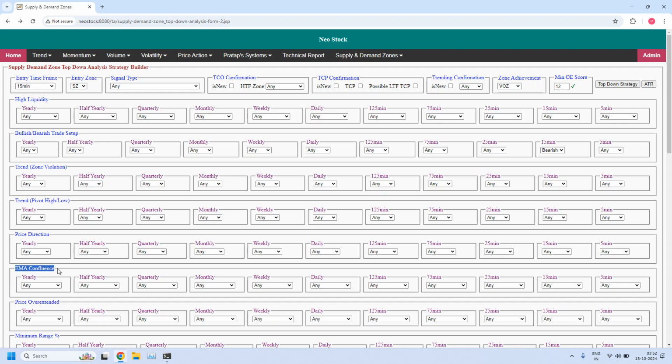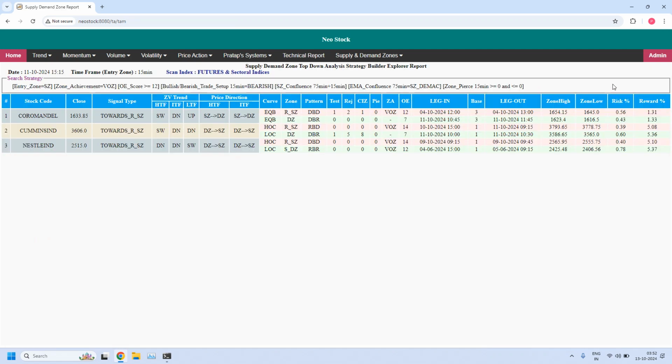So I am adding the EMA confluence filter at 75 minutes time frame, 75 minute supply zone with daily EMA confluence. Why not 75 minutes EMA confluence? Because daily is the last for verifying. You can look for monthly, you can look for weekly, but below daily the effectiveness is not good. If daily is there, it's a good combination. Very good. 3 stocks are filtered. All these 3 stocks are having 75 minute supply zones with daily EMA confluence.